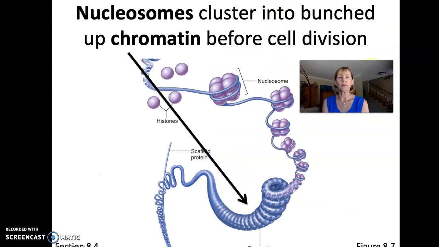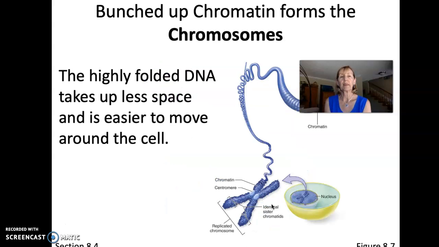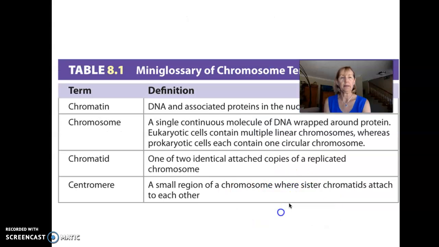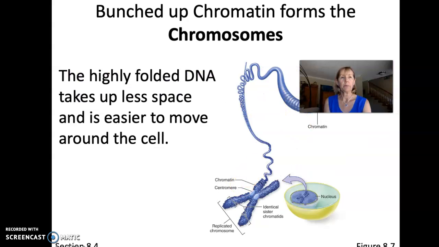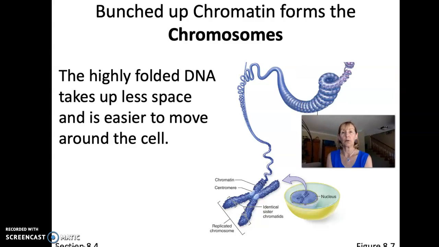Telling you here on the slide, nucleosomes cluster into bunched up chromatin before cell division. So before the cell divides, it's got to get organized with its DNA. It's going to wrap around like it's showing you here in the picture, and it's going to end up forming that chromosome made up of genetic material that's called chromatin. So again, bunched up chromatin is what forms the chromosomes.